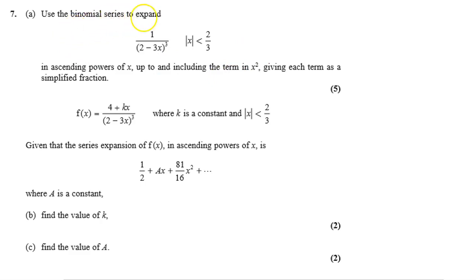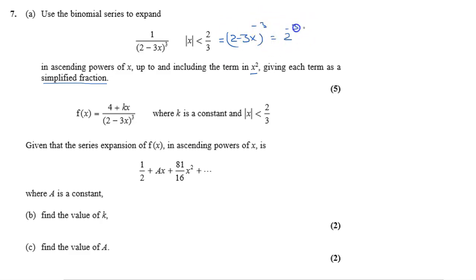Use the binomial series to expand 1 over (2 minus 3x) cubed, where the modulus of x is less than 2 over 3, in the ascending power of x up to and including the term in x squared, giving each term as a simplified fraction. So this we can write as (2 minus 3x) to the power minus 3.